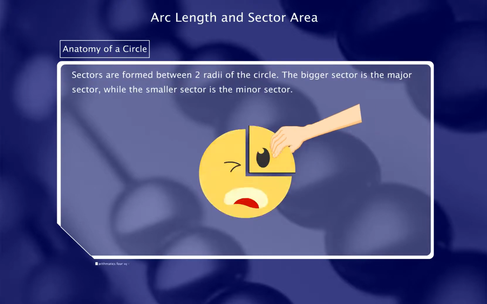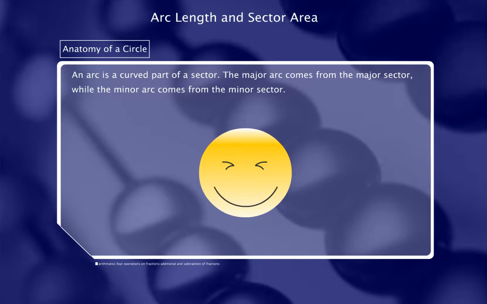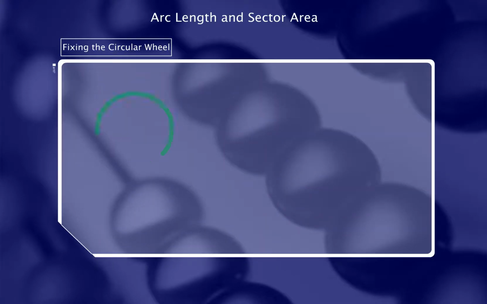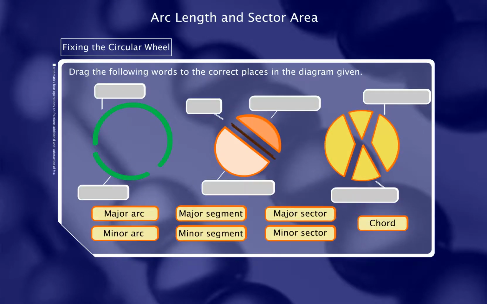Sectors are formed between 2 radii of the circle. The bigger sector is the major sector, while the smaller sector is the minor sector. An arc is a curved part of a sector. The major arc comes from the major sector, while the minor arc comes from the minor sector. Drag the following words to the correct places in the diagram given.